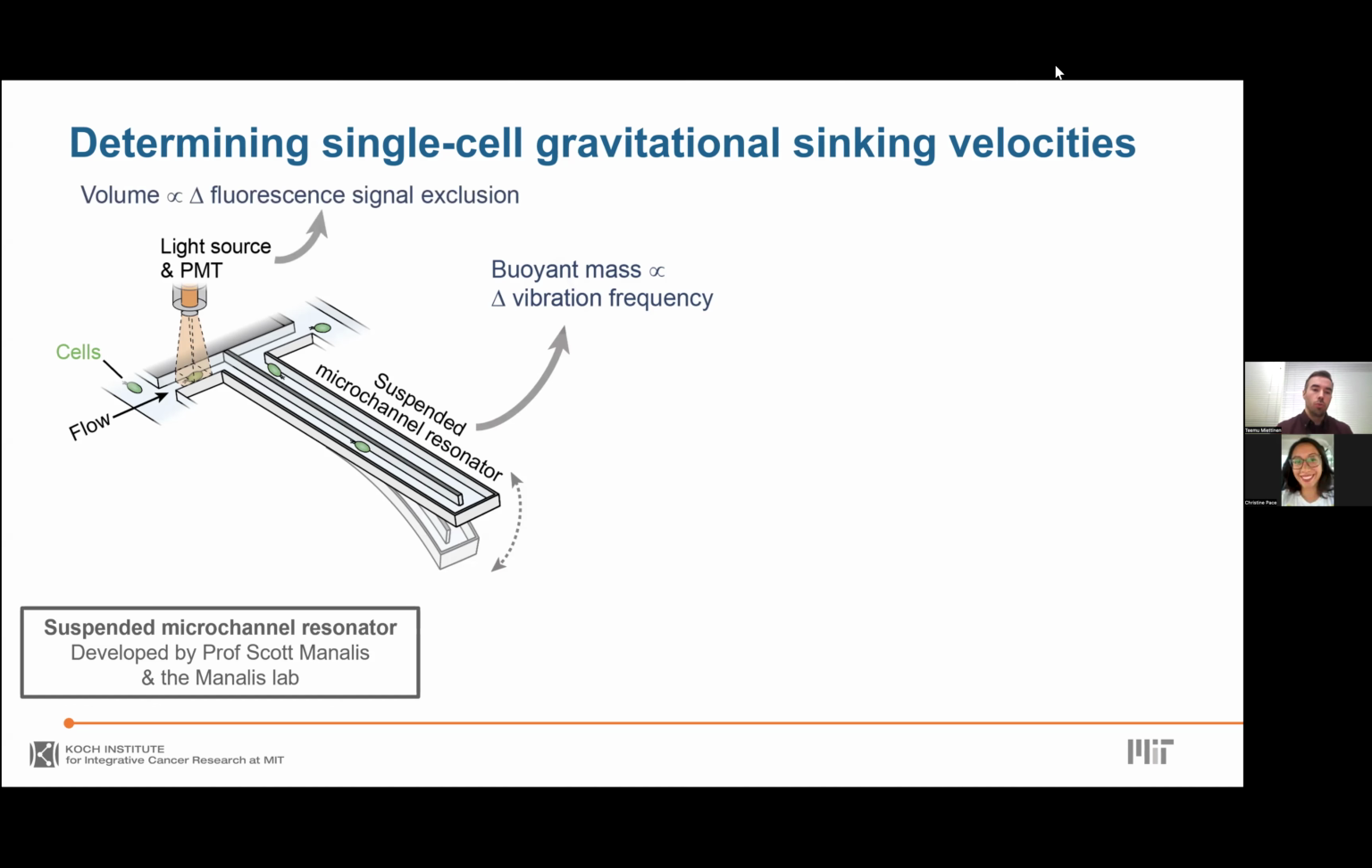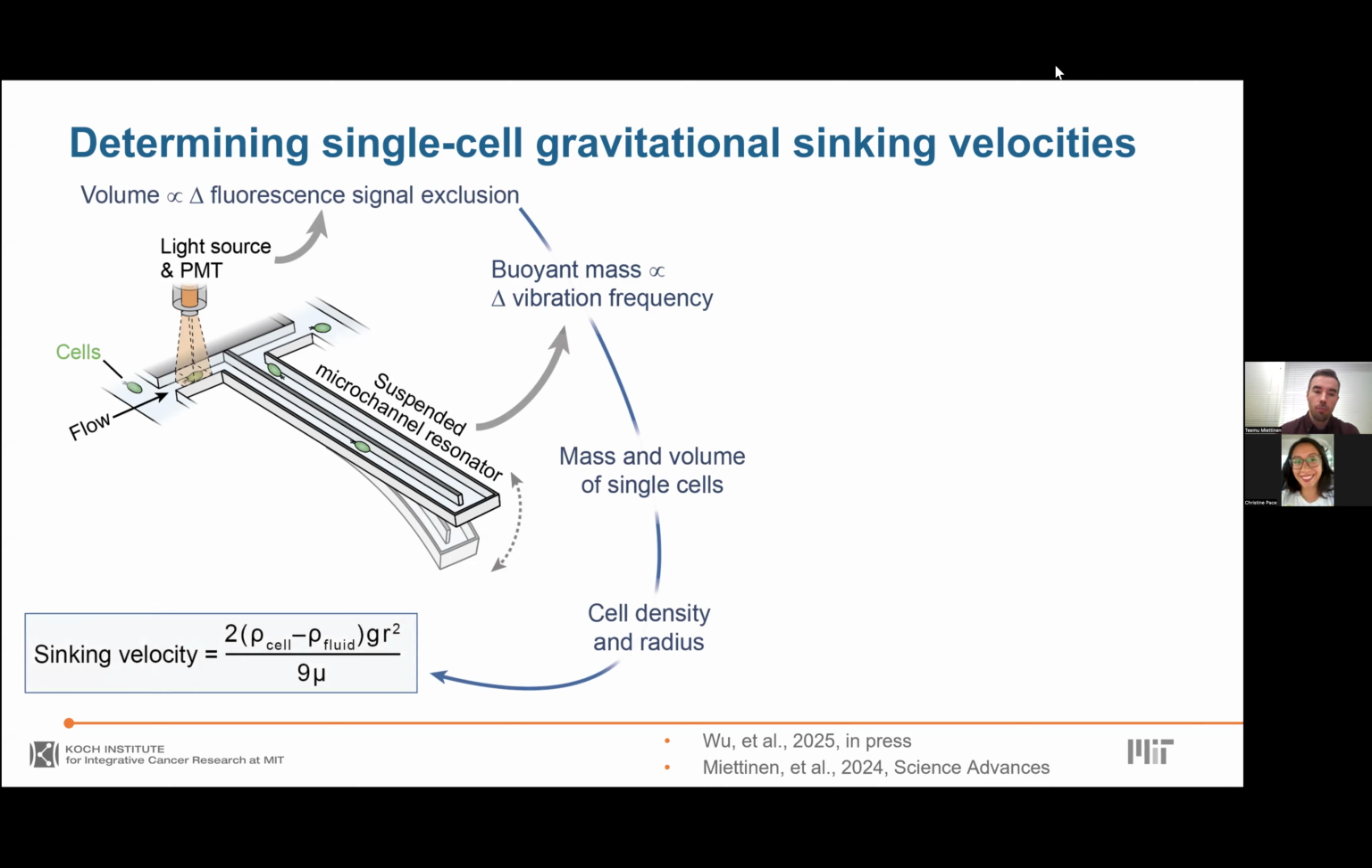And since those days, we've jointly developed volume measurements on top of these mass measurements, so that when we weigh a single cell, we can get both its mass and volume. And of course, if you know the mass and volume, you can solve for density. And with that information, you can calculate the exact gravitational sinking velocity of a single particle. So we have a way to actually determine how fast single cells are sinking. And we can do very simple experiments.